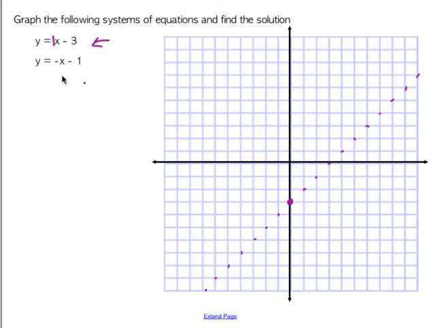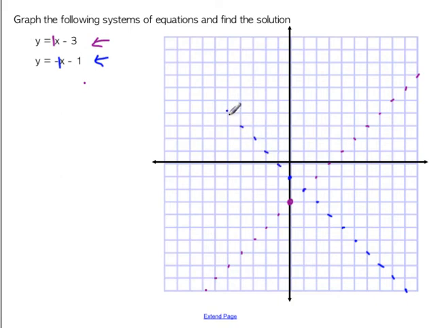In the second equation, we have, I'll do this one in blue, make it a little bit easier to see, negative x minus 1. So I'm going to start at negative 1, and I have a negative x or negative 1x, which means I'm going to go over 1 and down, over and down. And you can start to see as I plot the points, over 1, down 1, over 1, down 1, and in the opposite direction.